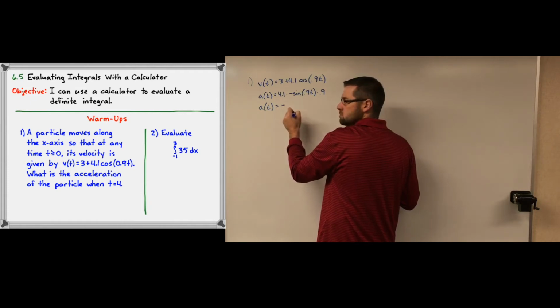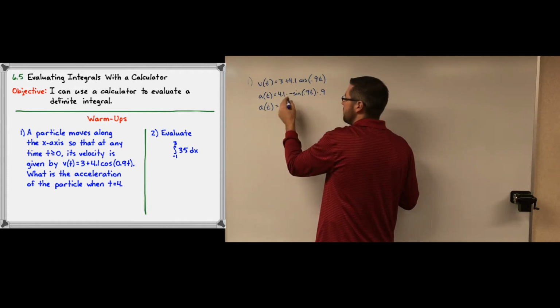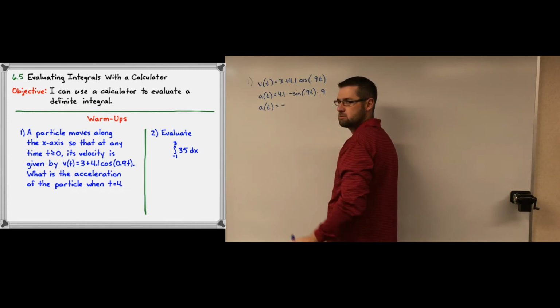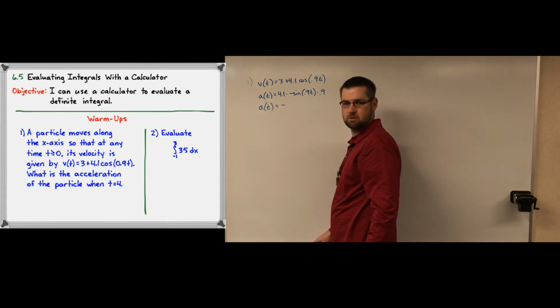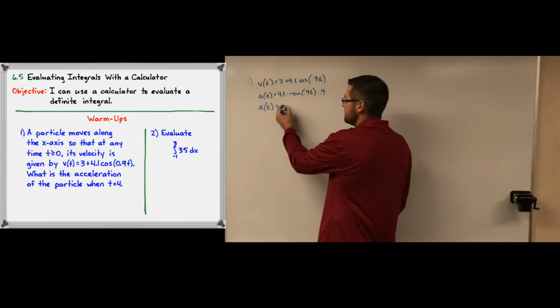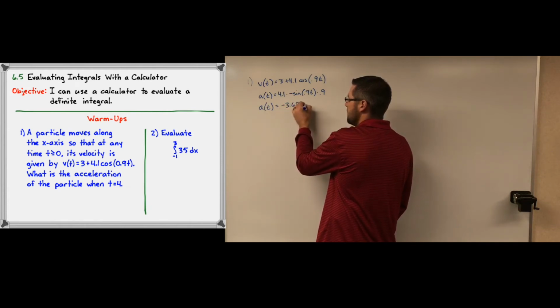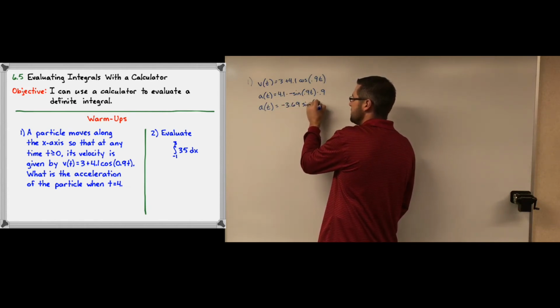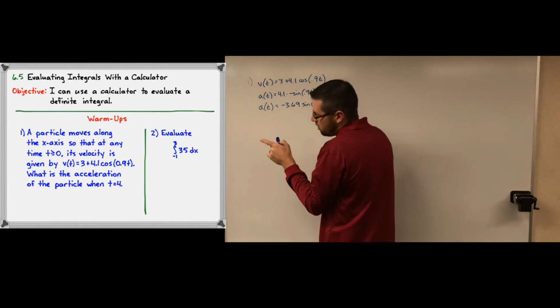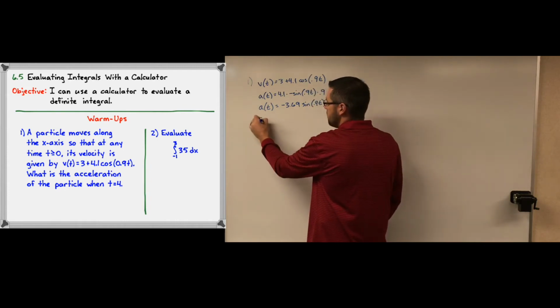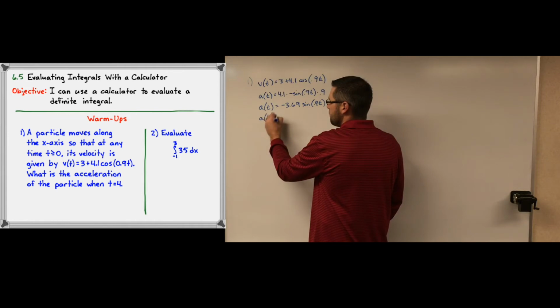No? Oh, that's 0.9. Okay, I'm sorry. Then what is it? 3.69? Sine of 0.9t. And then we're looking for the acceleration at t equals 4. So we just plug in 4.